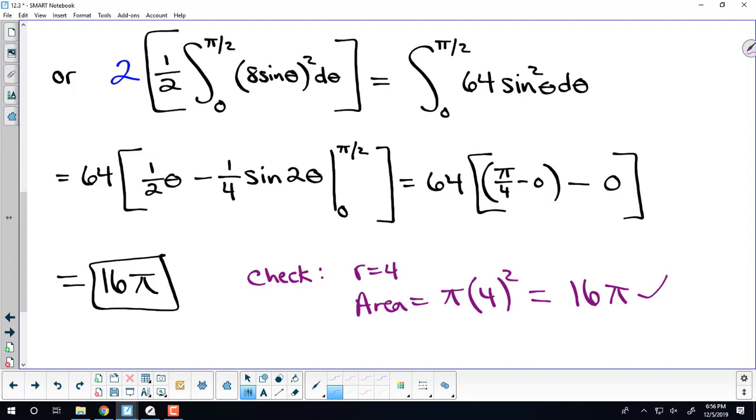Sine and cosine squared are so common, I would just remember what they are. Any other questions on that one? Okay.